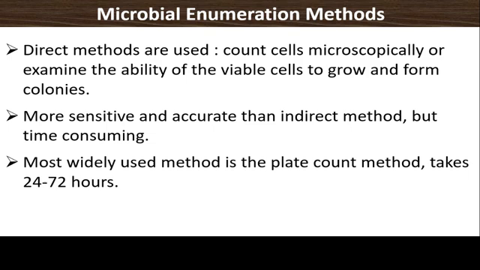Microbial enumeration methods. Direct methods are used, like counting cells microscopically or examining the ability of the viable cells to grow and form colonies. More sensitive and accurate than indirect methods, but it is time consuming. Most widely used method is the plate count method. It takes 24 to 72 hours to get proper results.